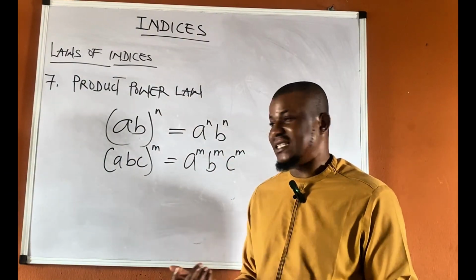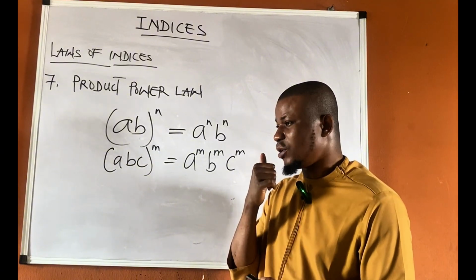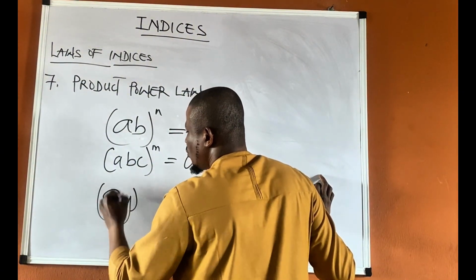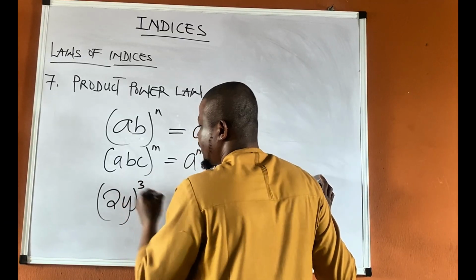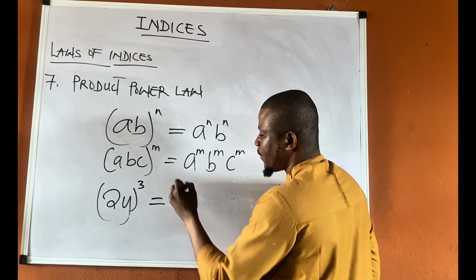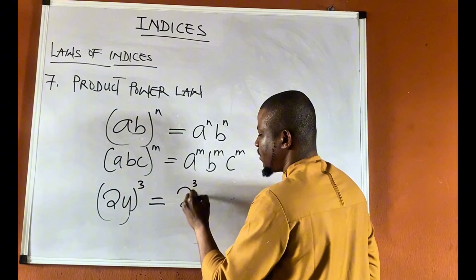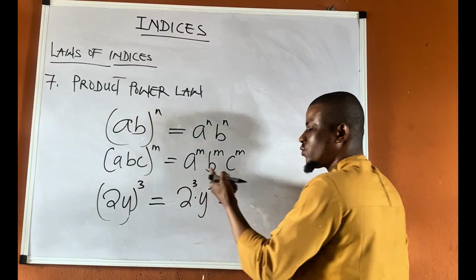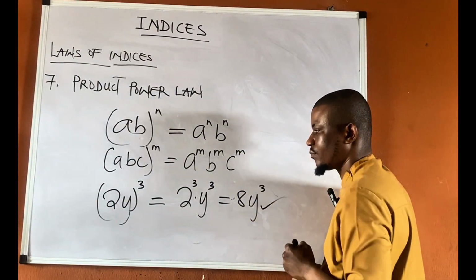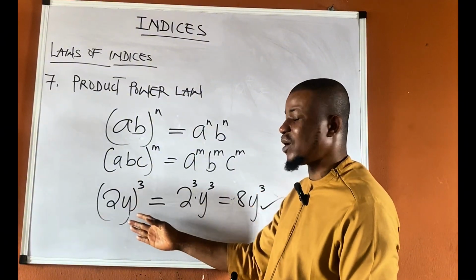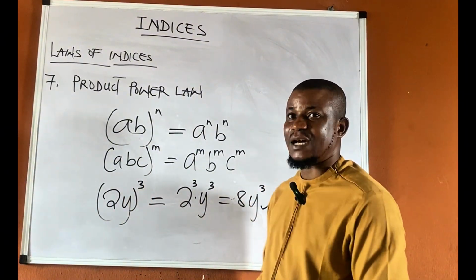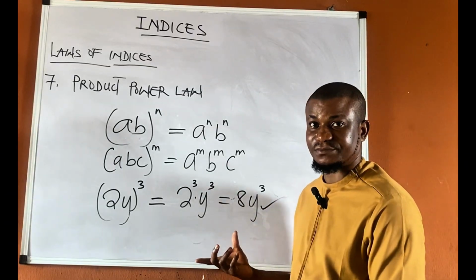Let's look at a very basic example on this. If I have an expression 2y to power, say, 3, this is a product of numbers, right, to a given index. This is 2 to power 3, y to power 3, and 2 to power 3 is 8, so this is 8y^3. So this is how we resolve the product power law. When you have a product of numbers to a given index, each of the numbers can be raised to that power. You can simplify and have this.